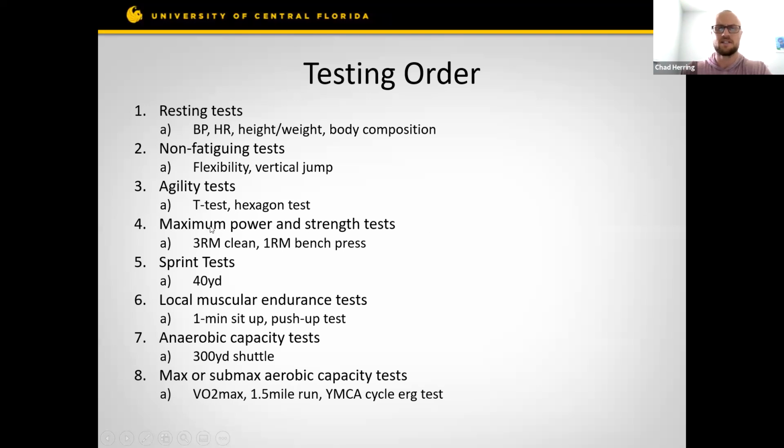Again, a lot of central nervous system activity, but maybe not as much as agility. Because, well, we haven't covered it, but agility is different than change of direction in that you have to react to a stimulus. So you react to a light, a whistle, a sound, and you change direction.